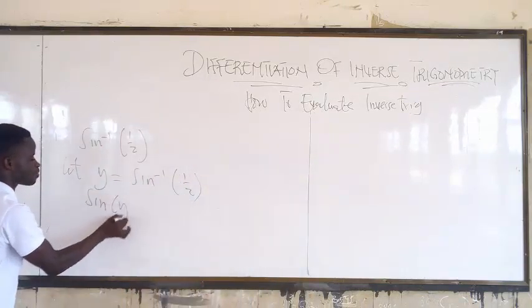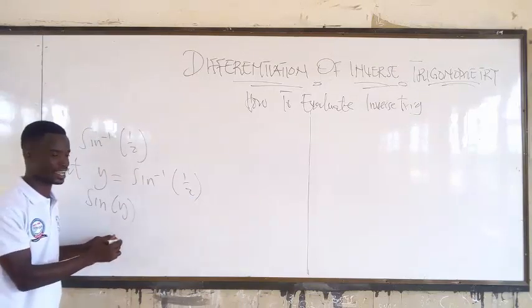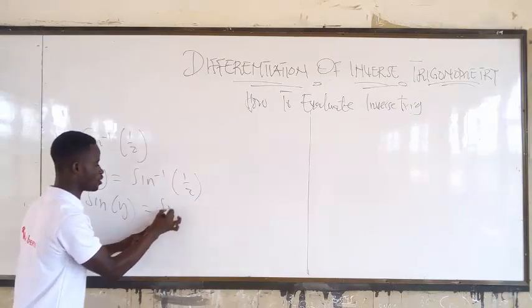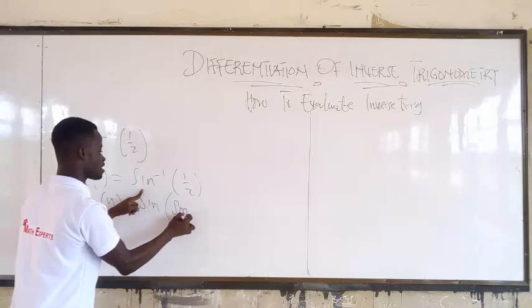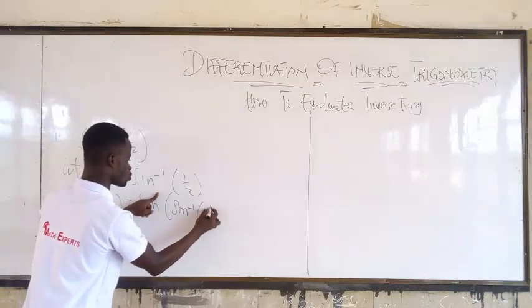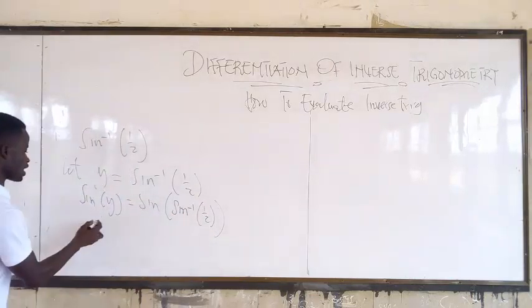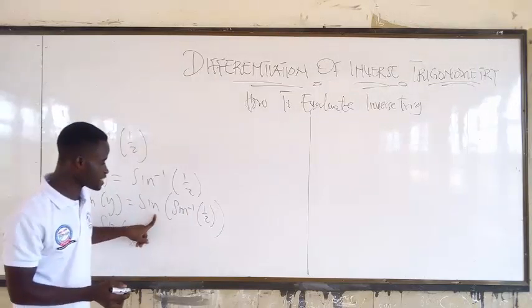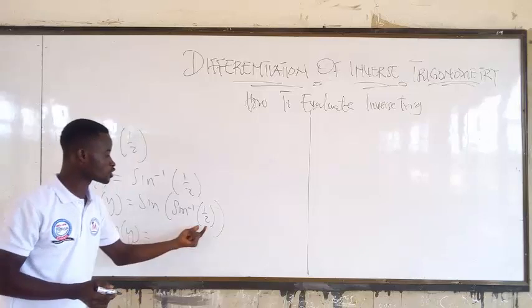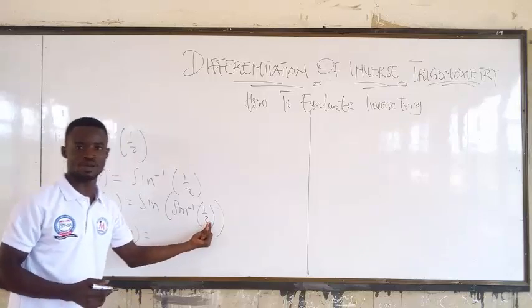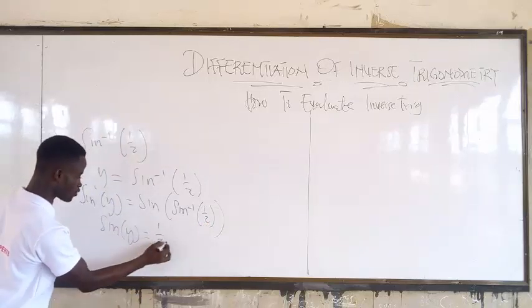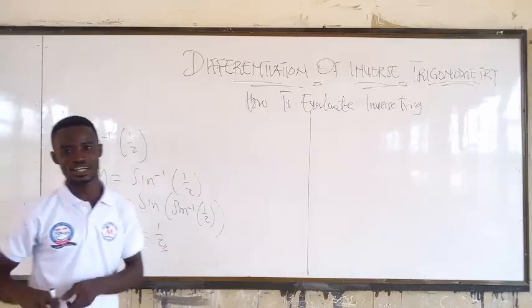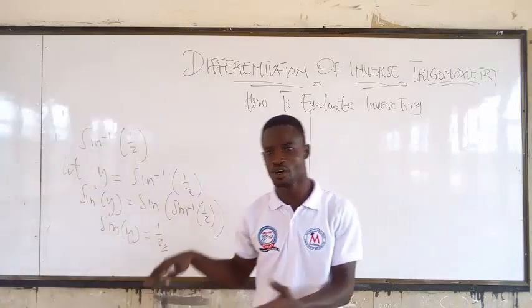Multiply both sides by sine. Then you multiply this side too. So here is sine inverse of 1 over 2, and here is going to be sine y is equal to, and this will undo this. So it will be left with only the argument, and the argument is 1 over 2. Alright, so this is what we want you to know.